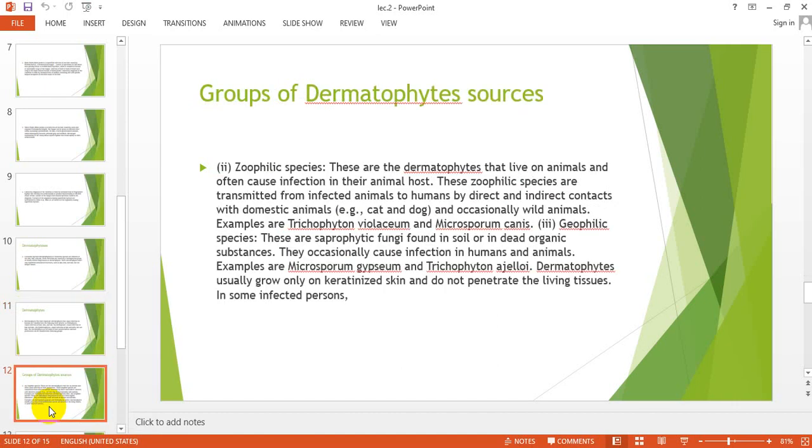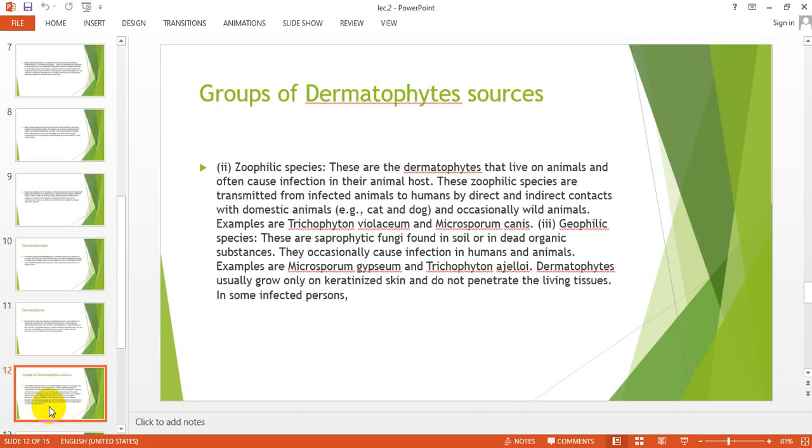Zoophilic species. These are dermatophytes that live on animals and often cause infection in their animal host. These zoophilic species are transmitted from infected animals to humans by direct and indirect contact with domestic animals. So infection by this type comes from the animal. The human will be infected by zoophilic species through contact with animals, e.g. cat, dog, and occasionally wild animals. Examples are Trichophyton verrucosum, Microsporum canis.